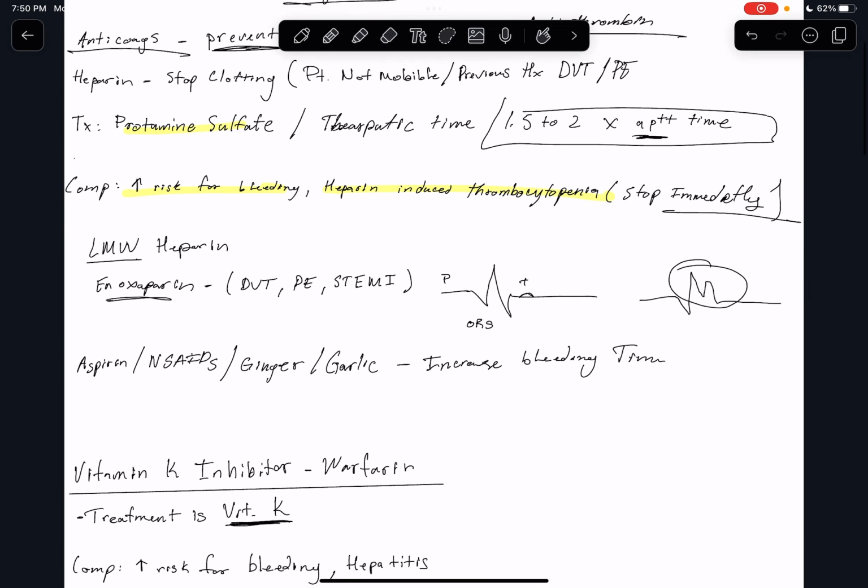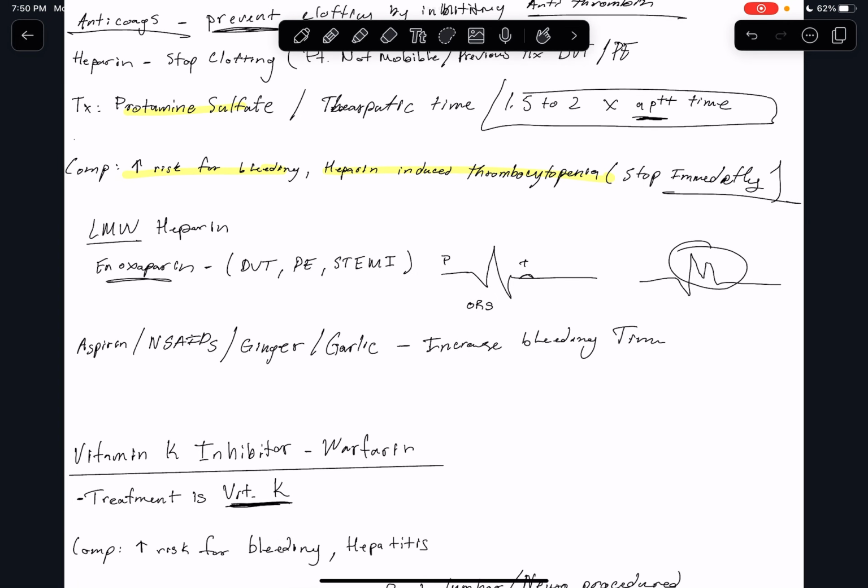Interactions. Any blood thinner will immediately have problems with any medication that is causing your bleeding to go up. So aspirin is one. NSAIDs, all your NSAIDs, like your ibuprofen. There's some more in there that I don't remember at the moment. Ginger, garlic, saw palmetto, some antibiotics. All of these medications increase your bleeding time, so you want to monitor for bleeding.